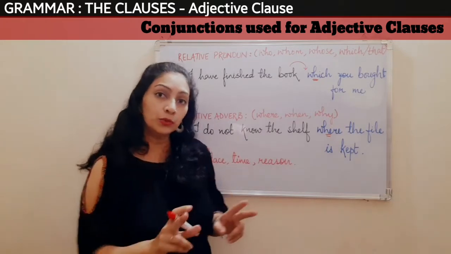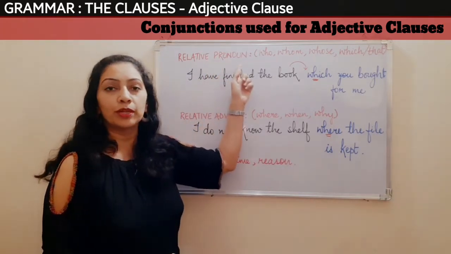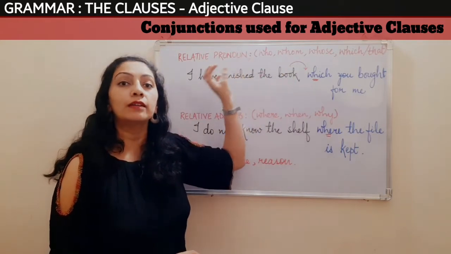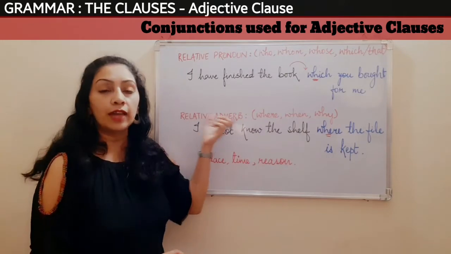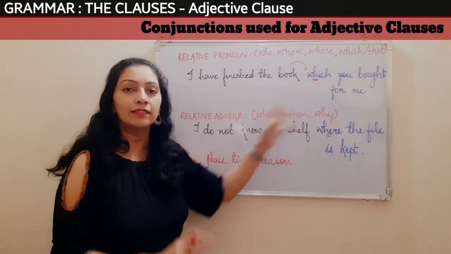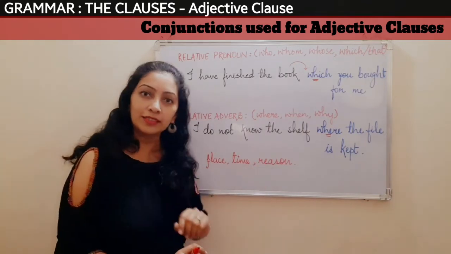Therefore, there are two things that you have to remember. If an adjective clause has a relative pronoun, it means that it is qualifying a noun or a pronoun. But if the adjective clause has a relative adverb like where, when, why, then it is telling us about a place or a time or a reason.